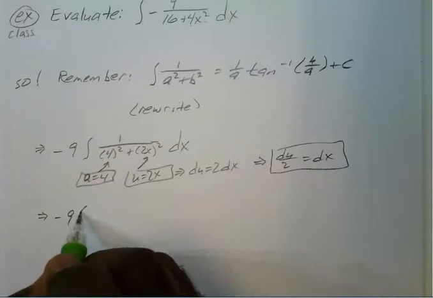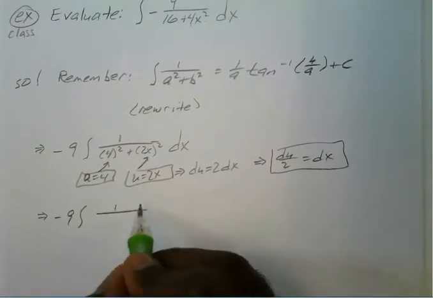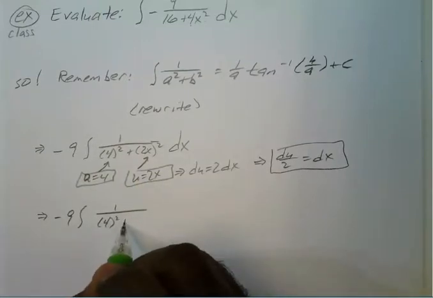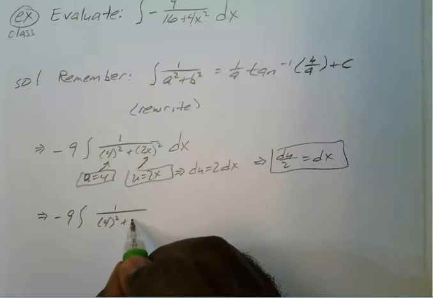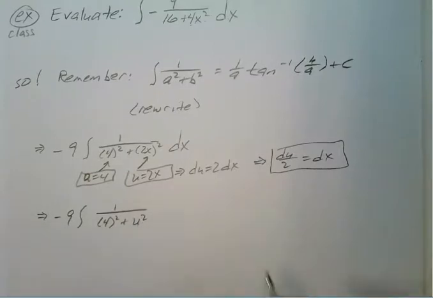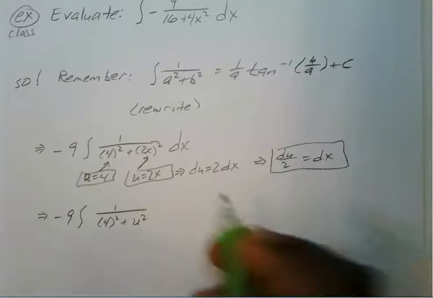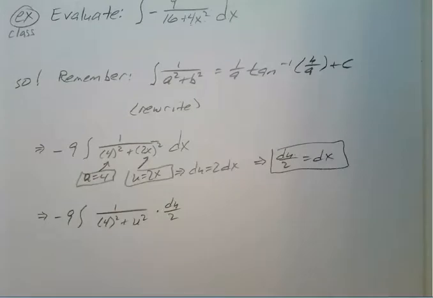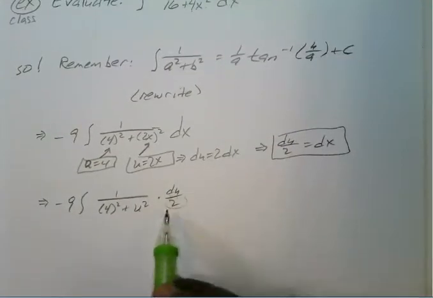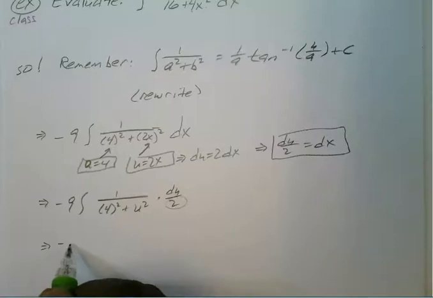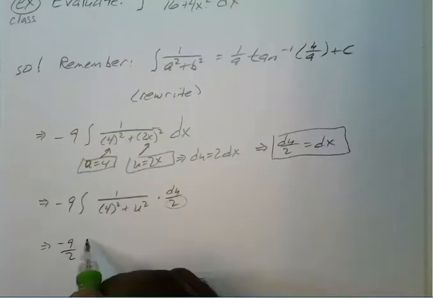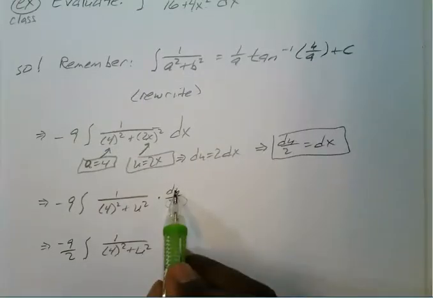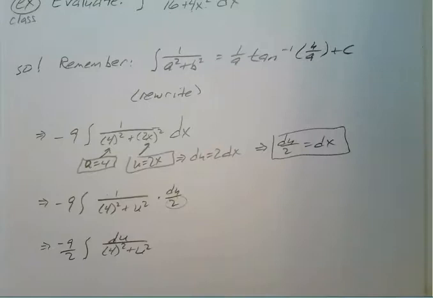Okay, so you have negative 9 times the integral of 1 over 4 squared. Of course, you can put a squared if you want to. You don't have to. 4 squared plus 2x squared, which is going to make that u squared, since 2x is equal to u. And dx is equal to du over 2. So we go ahead and replace that. And again, we're going to get our 2 and just move that out to the front. So you have negative 9 over 2 times the integral of 1 over 4 squared plus u squared. And our du, we're just going to put it right up there.